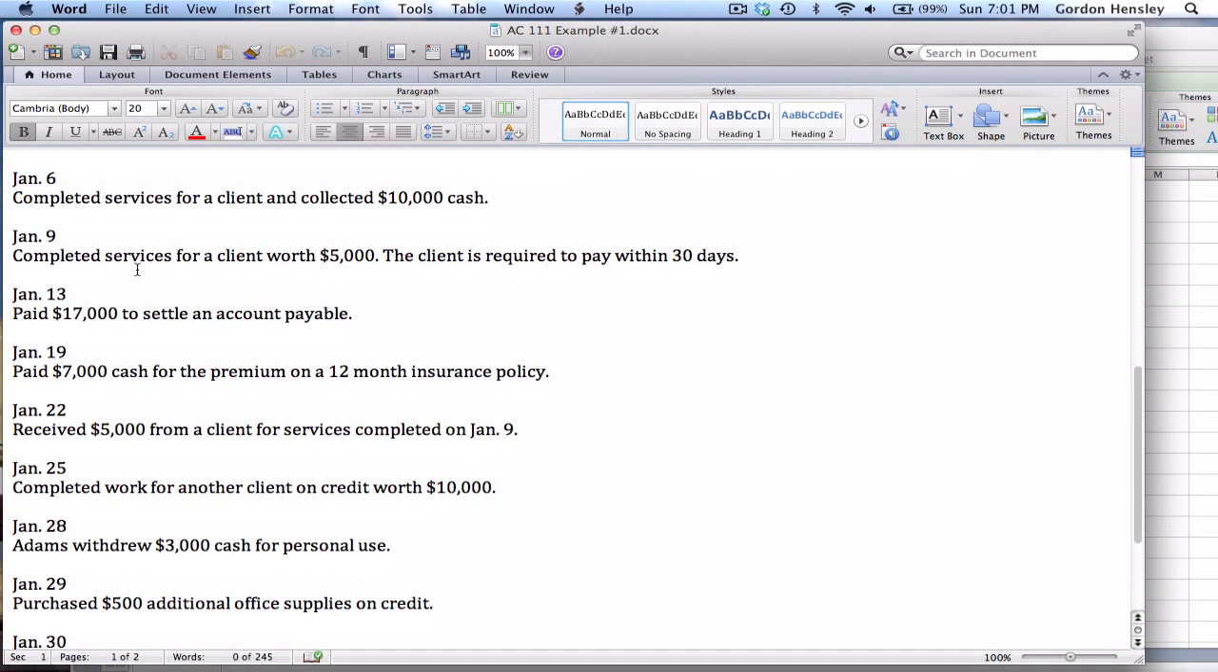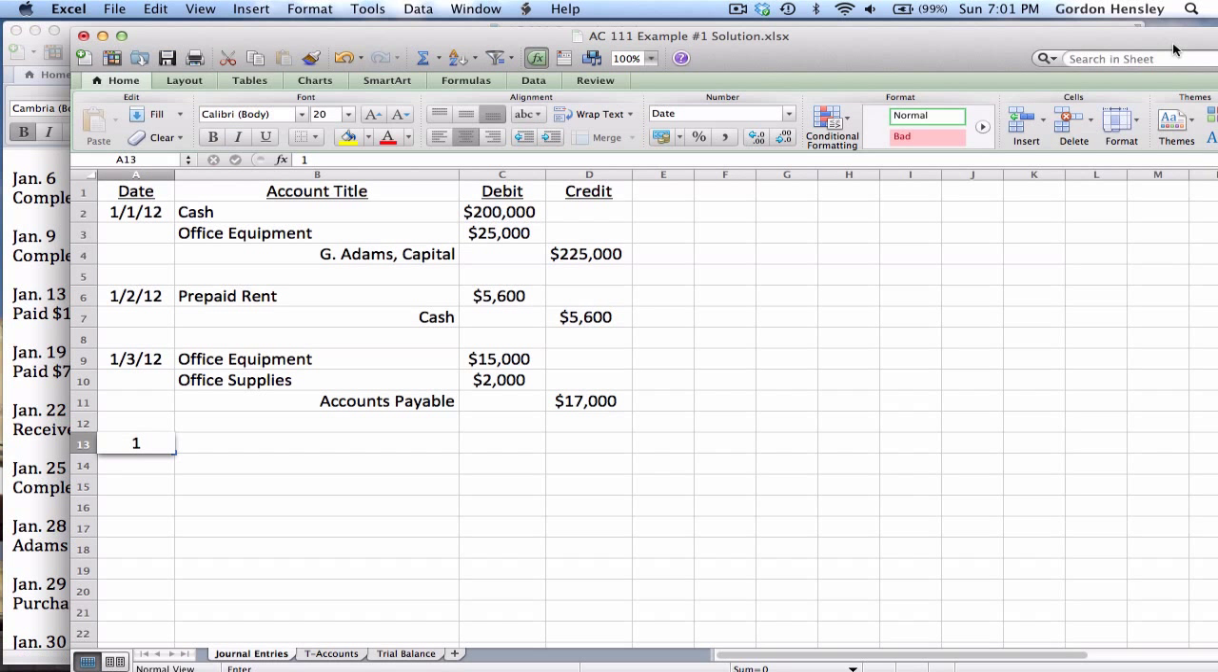The next transaction is occurring on January the 6th. It says that we completed services for a client and collected $10,000 cash. So it's occurring on the 6th. I only see a single amount, $10,000. So it's going to be a 2-line journal entry for $10,000. Now it says that I collected cash. Well, this is the first time we've seen that. We're collecting cash from someone.